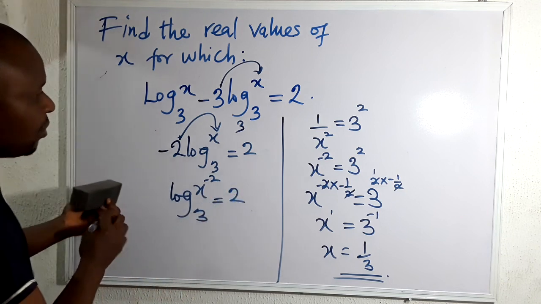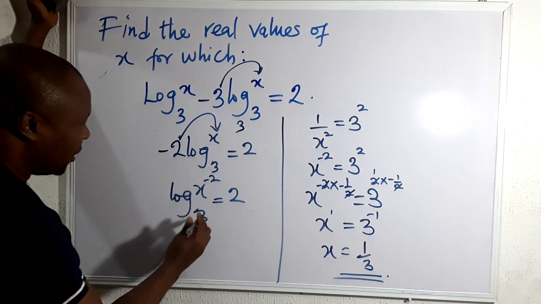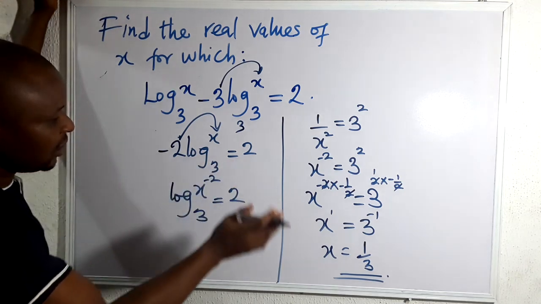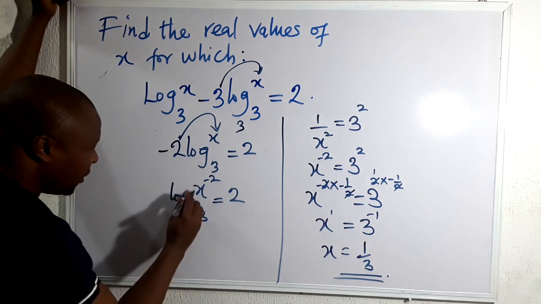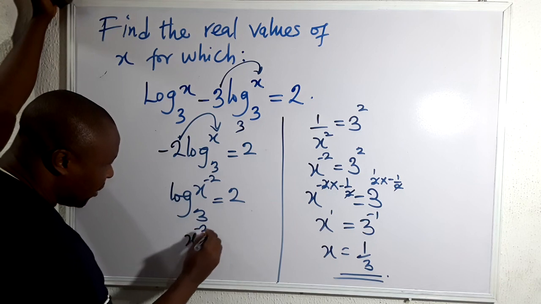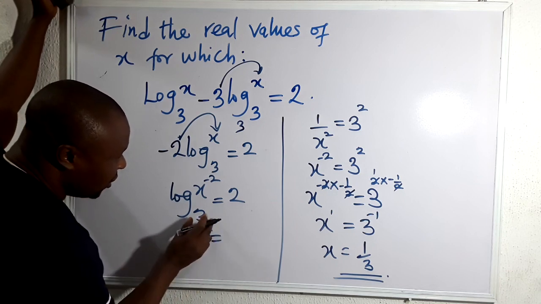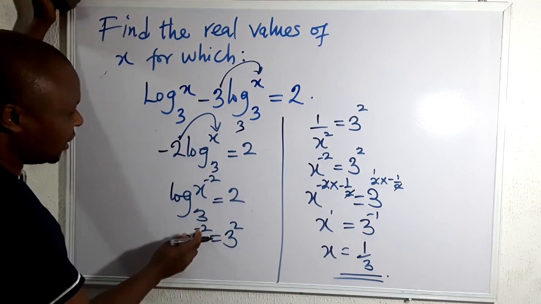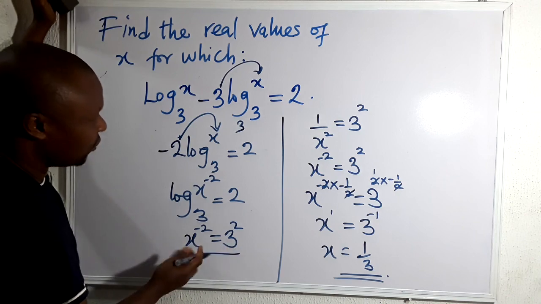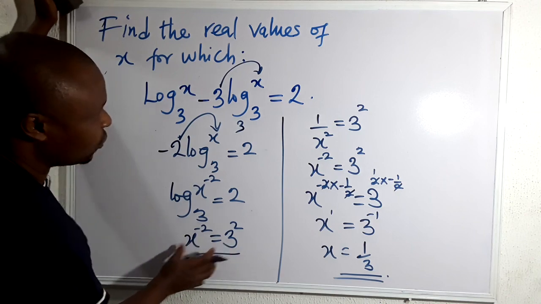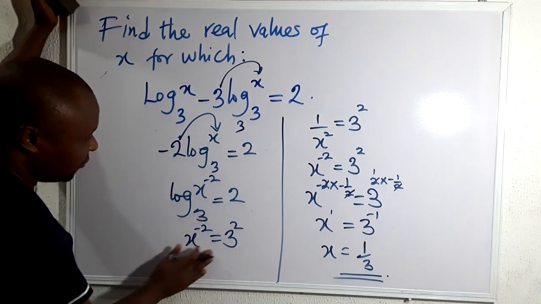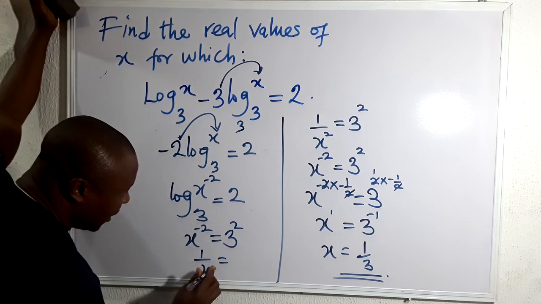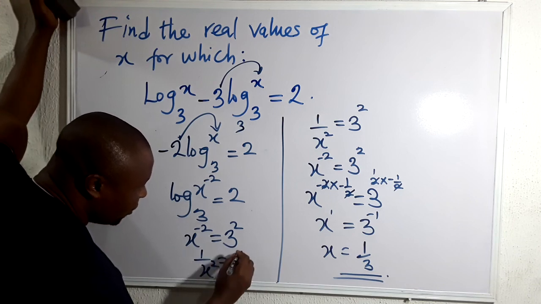So you can see that we've come back to this one, where we have to transpose it from the logarithmic form to the indical form. So we have x to power minus 2 is equal to, the base is 3 and the power is 2. Again, negative power inverts the base. We've got back to what we have here. So this can give you 1 over x squared is equal to 3 raised to power 2.